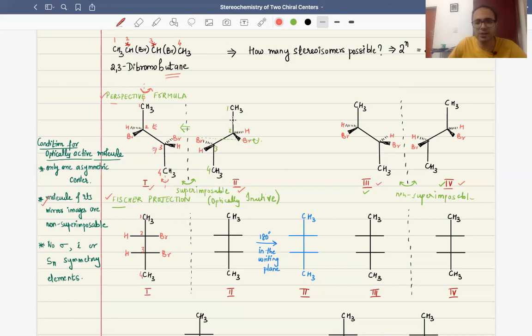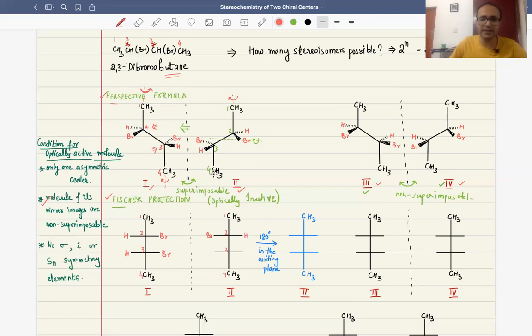Similarly, let us look here. Let me do that again for you. So 1, we have 2, then we have 3, and then we have the 4. Again, if I consider this particular axis and try to rotate in the clockwise direction, the Br would be coming on the left side. Obviously, the other substituent, my hydrogen, would be coming on the right side.